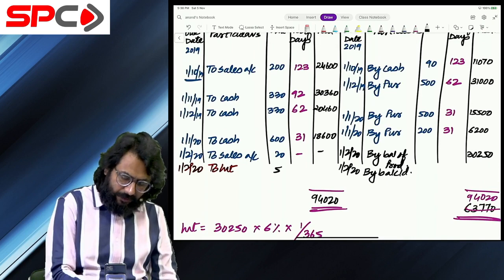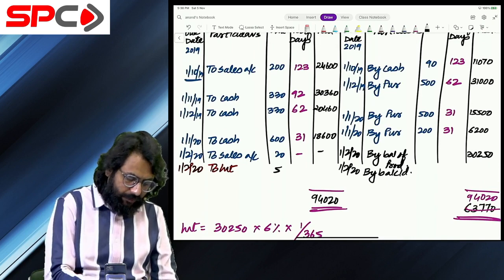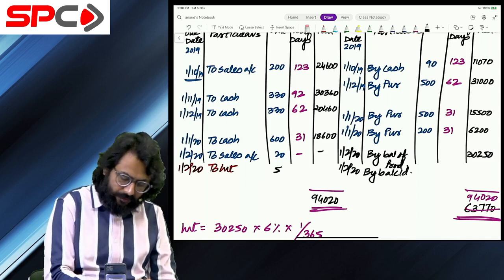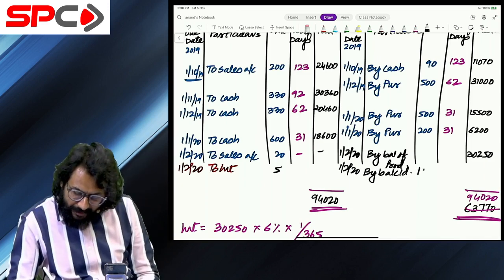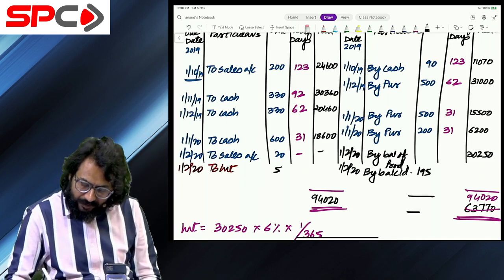200 plus 330 plus 330 plus 600 plus 20 plus 5 minus 90 minus 500 minus 500 minus 200. And what is the balance? 195. Now, does that tally?